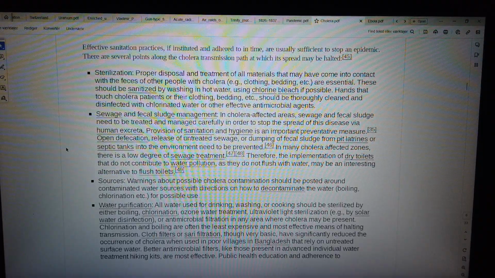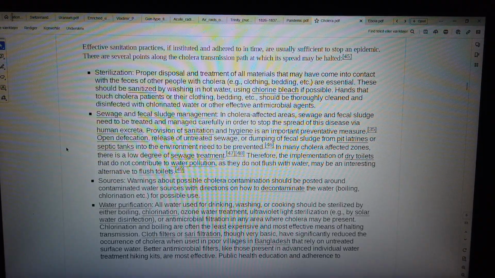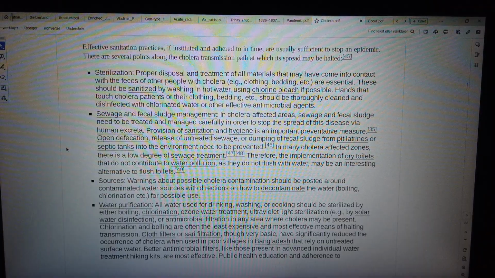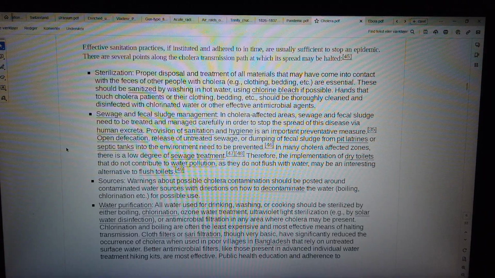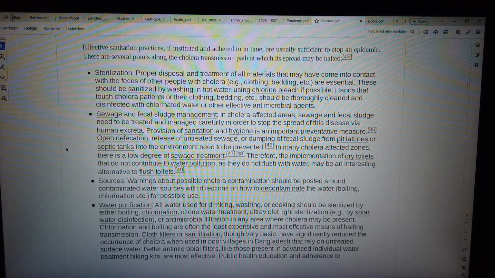In many cholera-affected zones there is a low degree of sewage treatment. Therefore, the implementation of dry toilets that do not contribute to water pollution, as they do not flush with water, may be an interesting alternative to flush toilets.